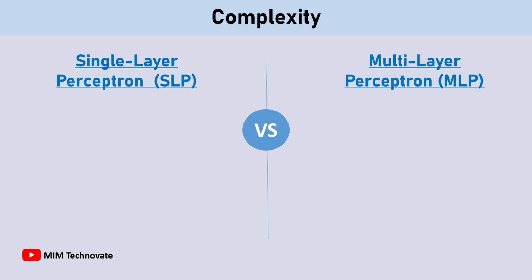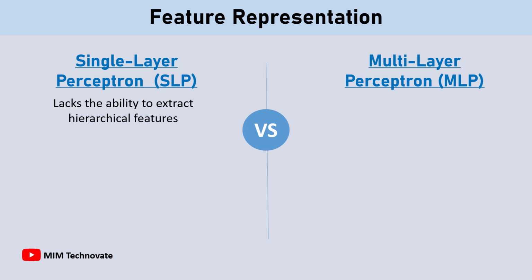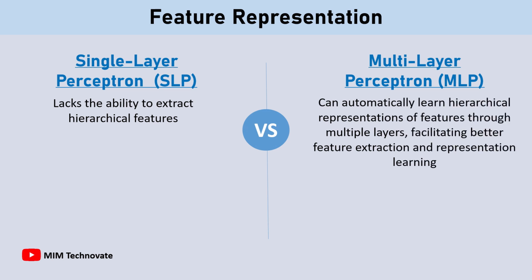Complexity. SLP is simple and limited, while MLP is complex and powerful. Feature representation. SLP lacks the ability to extract hierarchical features. On the other hand, MLP can automatically learn hierarchical representations of features through multiple layers, facilitating better feature extraction and representation learning.